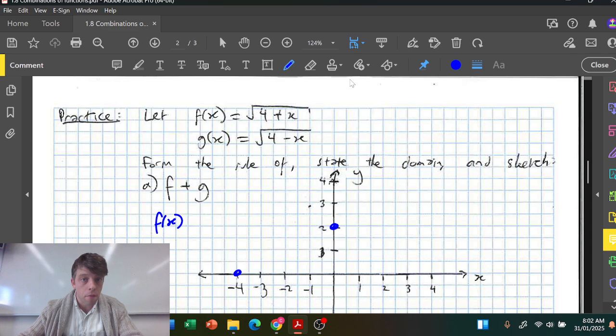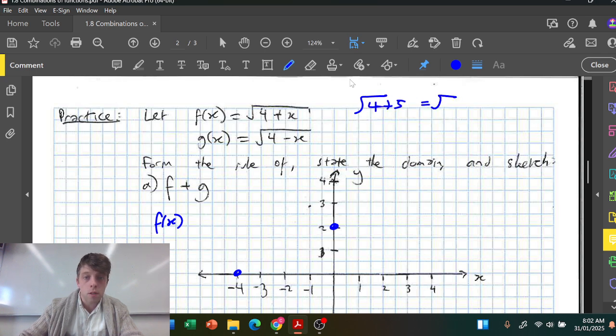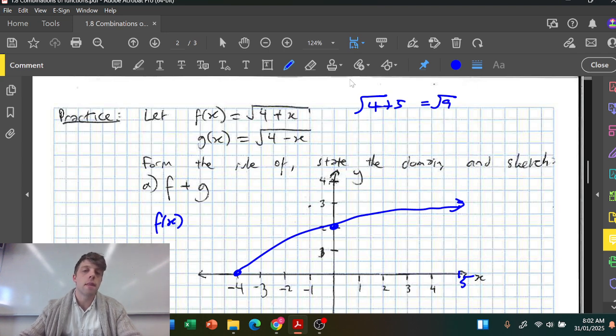What about if we have, let's say, what's a good number? Let's say this is 5. If this is 5, then we're going to have the square root of 4 plus 5, which is the square root of 9, which is 3. So over here at 5, we're going to be getting 3. And you can see that there is the shape of this square root function, something like that.